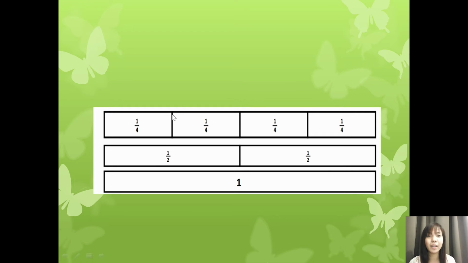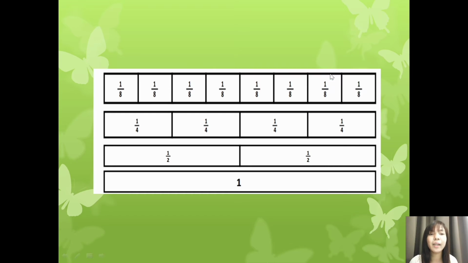We are going to divide the 1/4 into two equal parts. So this one, 1/4 divided into two equal parts. And then another 1/4 divided into two equal parts. Another 1/4 divided into two equal parts. Another 1/4 divided into two equal parts. Okay, so it will become 1/8 each.